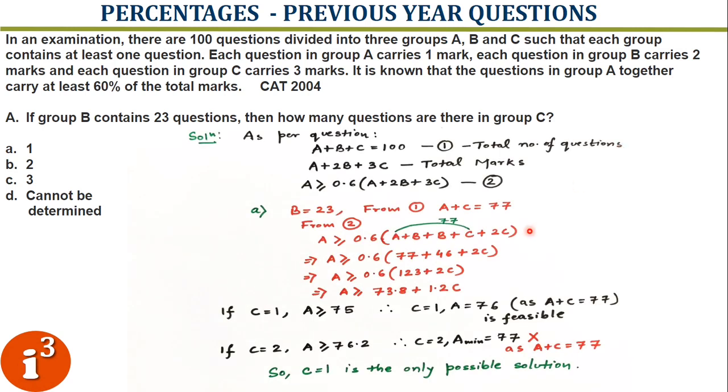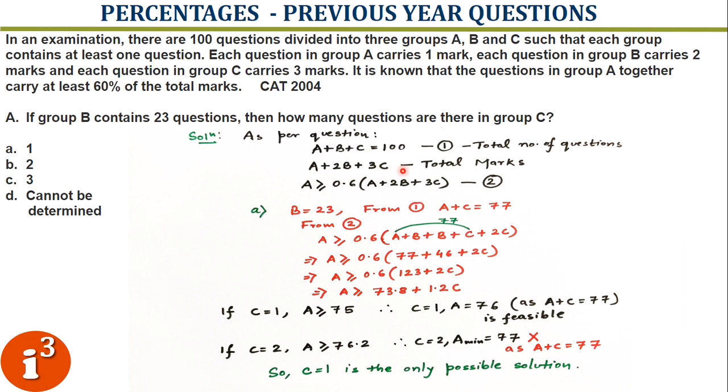Okay, so this is simple. Don't just rely on the solution only. As per the question, what's the key? A plus B plus C is 100. That is the total number of questions. Now what is the total marks? A carries 1 mark, B carries 2 marks, C carries 3 marks. So total marks will be A plus 2B plus 3C.